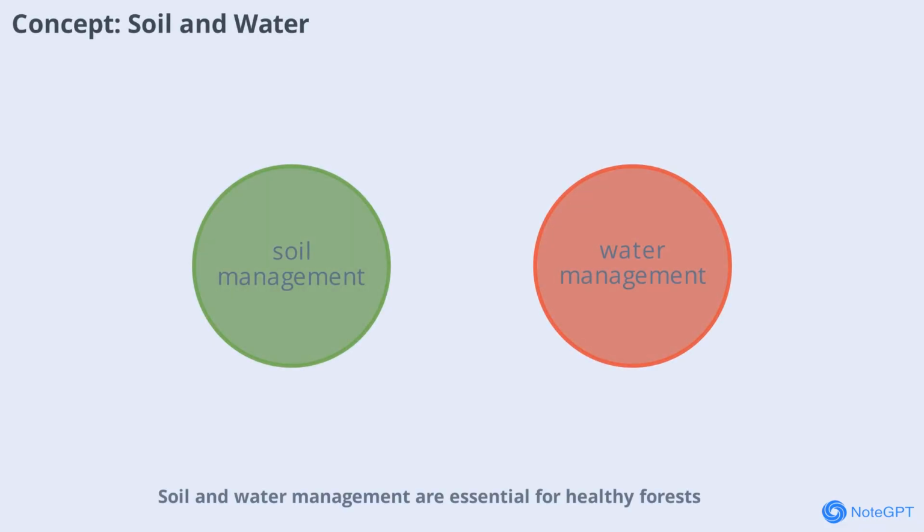Soil and water management are essential for healthy forests. Practices like erosion control, buffer zones, and careful chemical use protect these resources. Healthy soil and water support tree growth, wildlife, and ecosystem services.